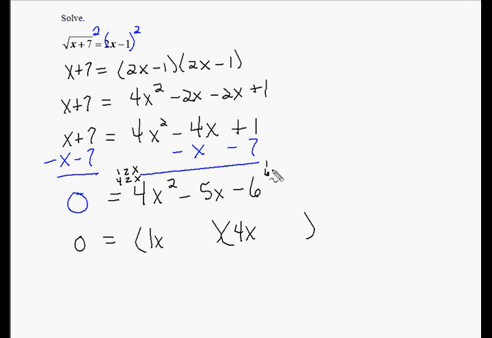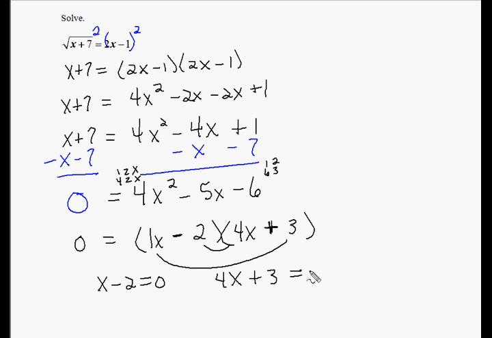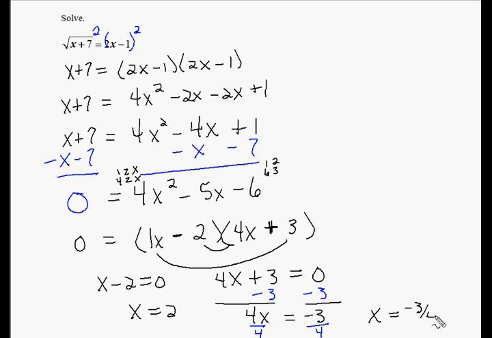And then my factors for 6 are 1 and 6, 2 and 3. And I can't put a 2 with a 4 because that would be common. So I can put the 3 here and the 2 there, and we'll see if that can work for us. That'll be an 8x and a 3x, and we can use that to get a 5x. If there's a negative 8x and a positive 3x, that'll do it. So we have x minus 2 equals 0, and 4x plus 3 equals 0. So x could be 2, or 4x equals negative 3. And getting x alone, we would have x is equal to negative 3/4.